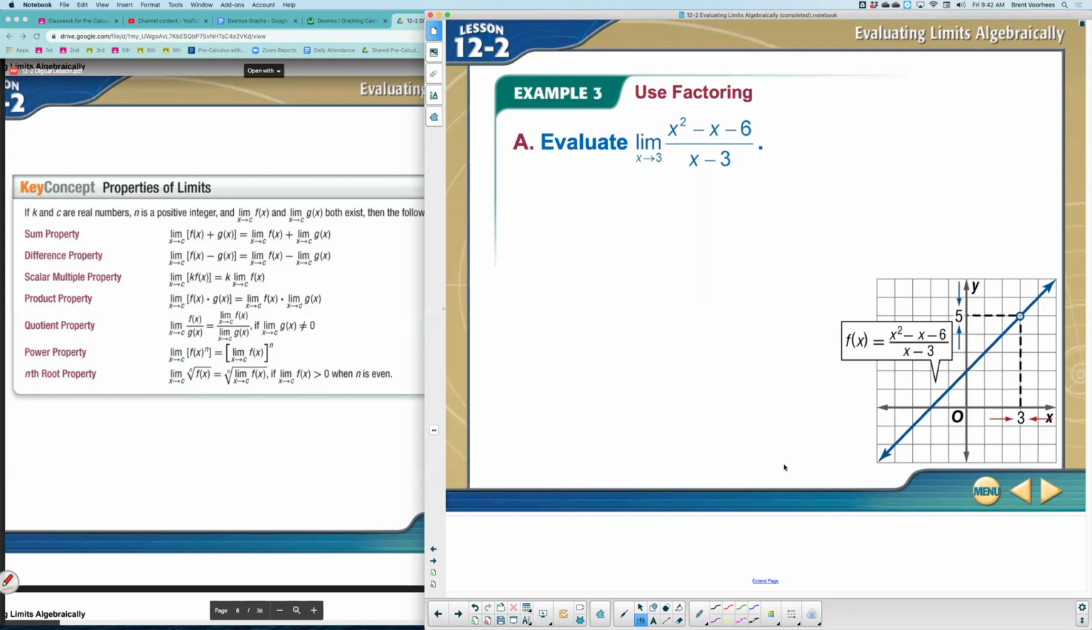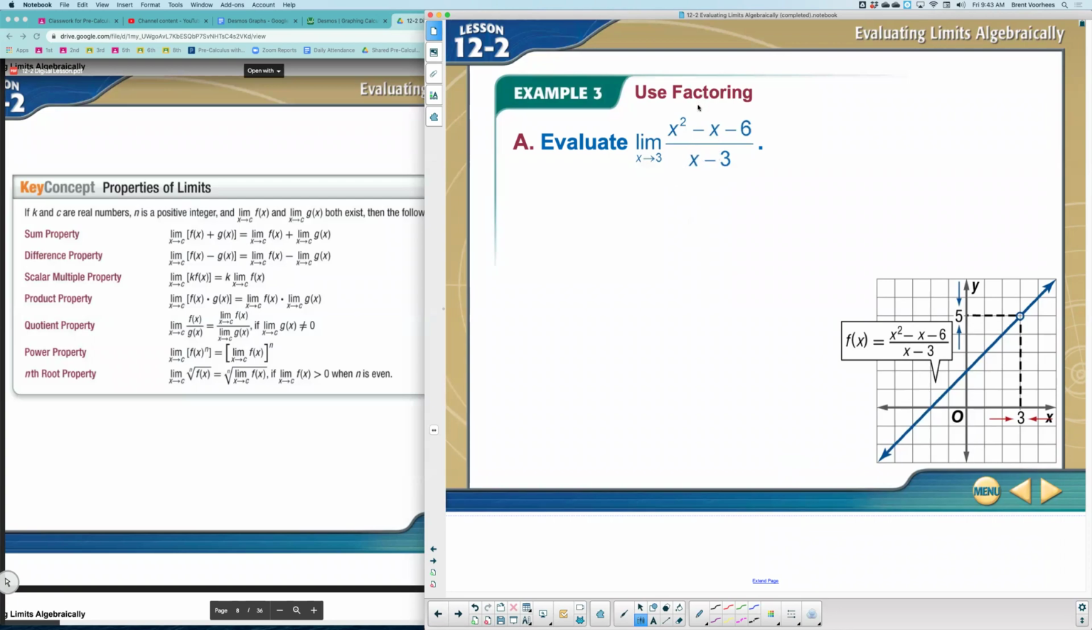All right, let's take a look now at example 3. Let's evaluate this limit. Well, here's one problem. If we try to use direct substitution, what would happen is I would substitute this 3 into the denominator, what we typically call q of x, and I'd have 3 minus 3 equals 0, and that would be a rule breaker. You're not allowed to divide by 0. So we have a problem.